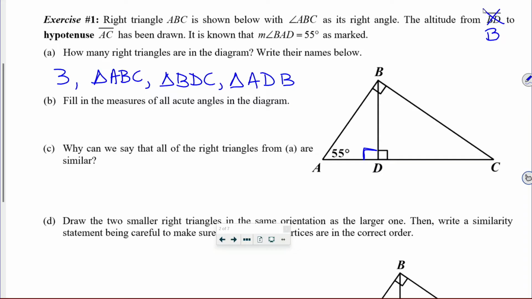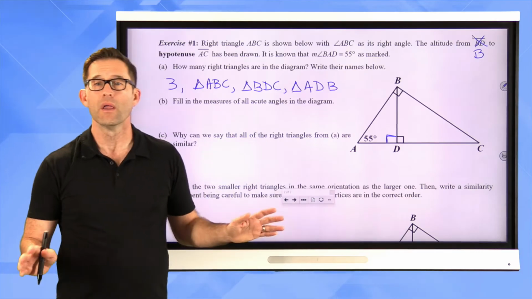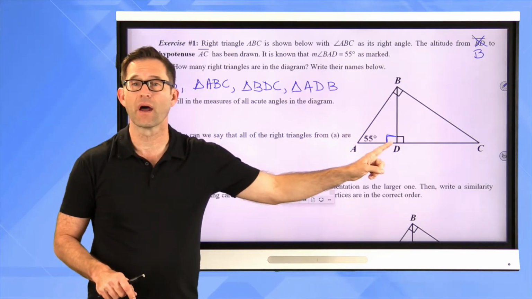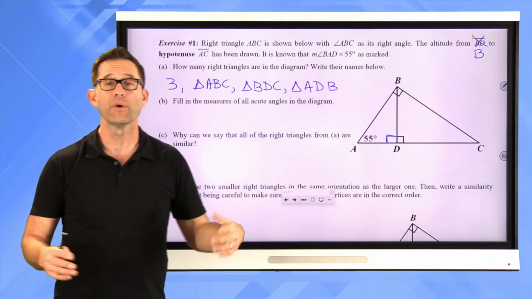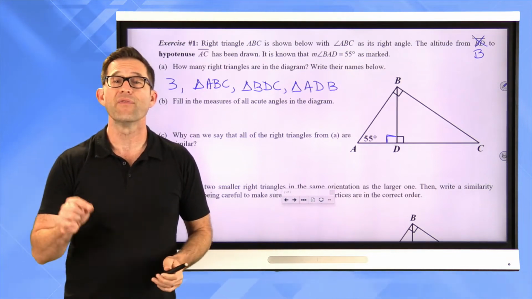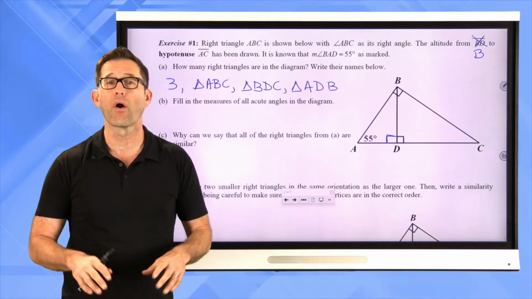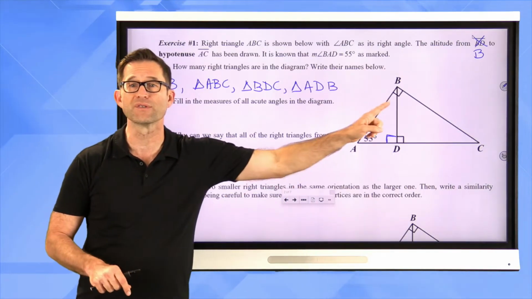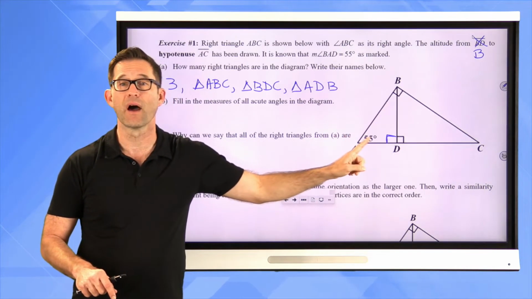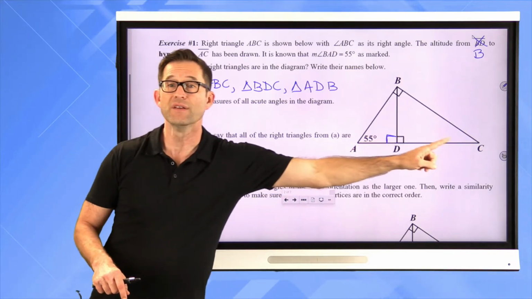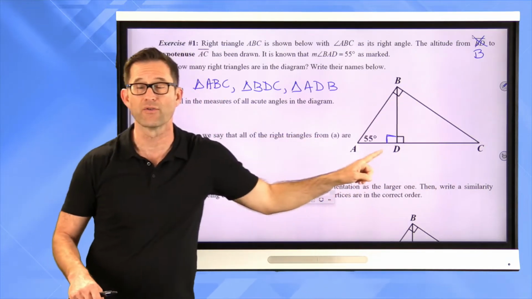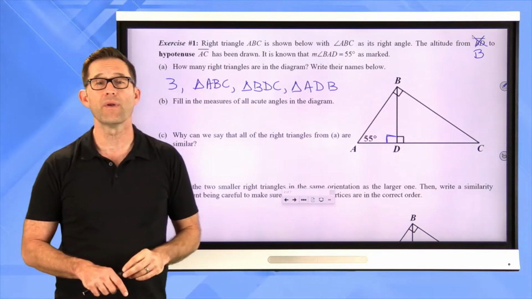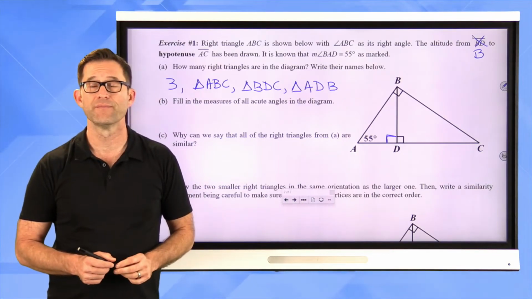Now letter B. Fill in the measures of all acute angles in the diagram. So let me be very clear. We have this 90-degree angle, an acute angle here, an acute angle there, and an acute angle there. All of which you can fill in by using the fact that the acute angles of a right triangle are always complementary. In other words, the acute angle up here is just going to be 90 minus 55. This acute angle over here is also going to be 90 minus 55 because it's part of this right triangle, etc. So pause the video now and fill in those angles.